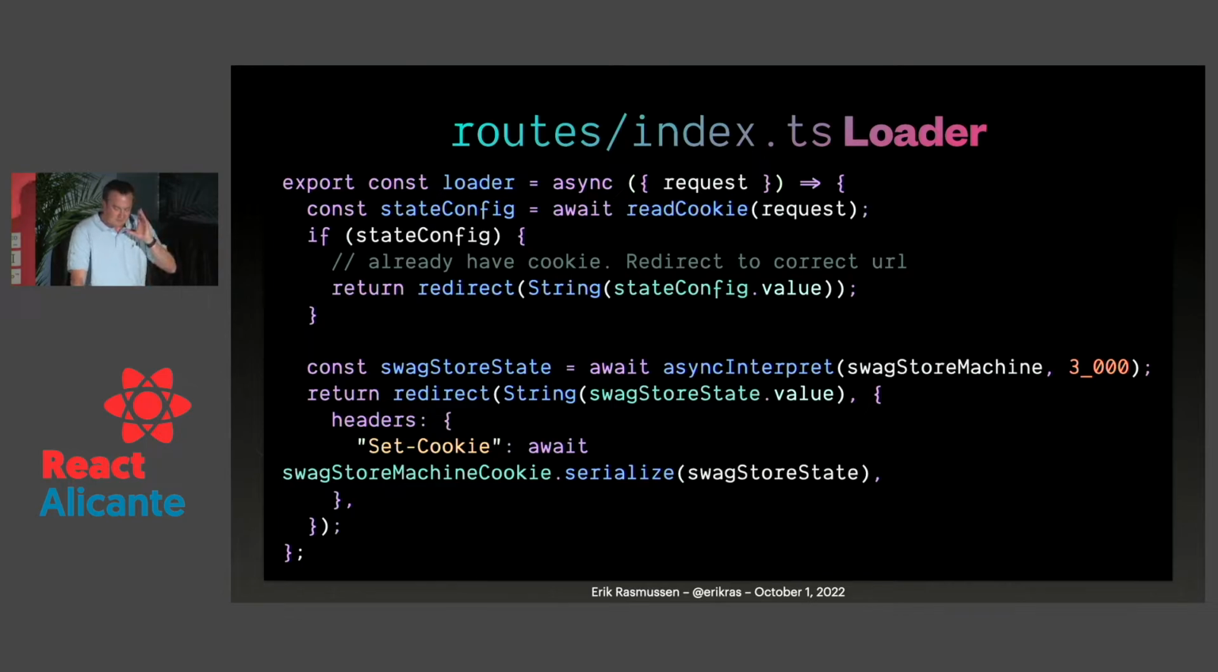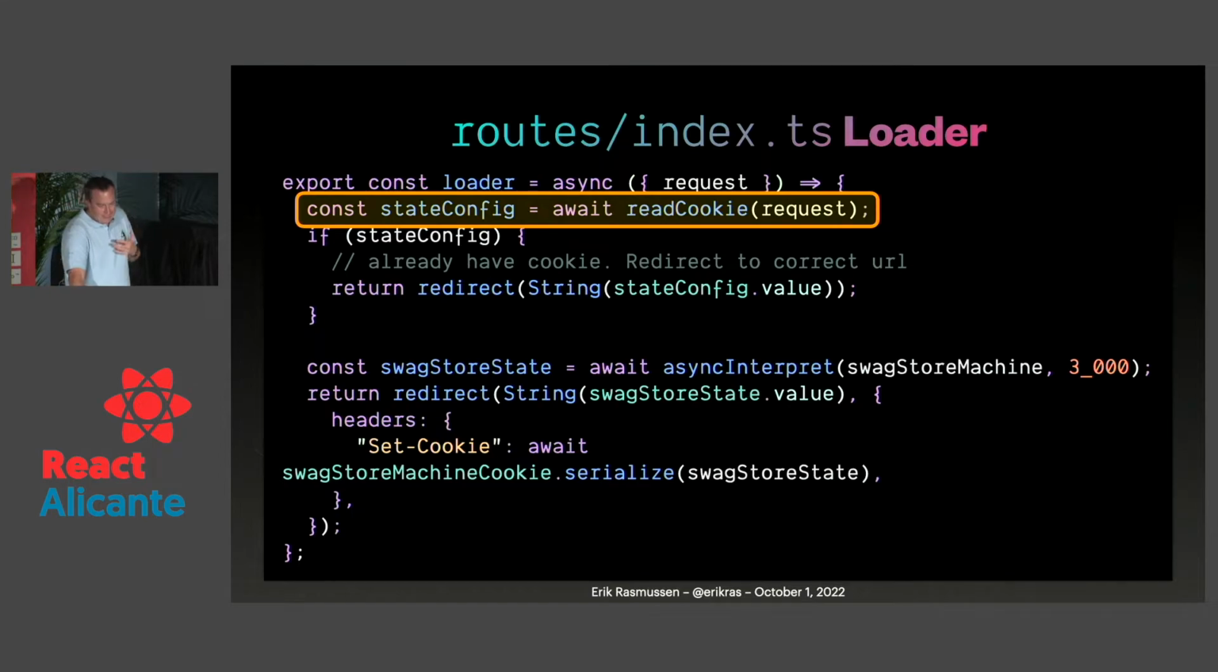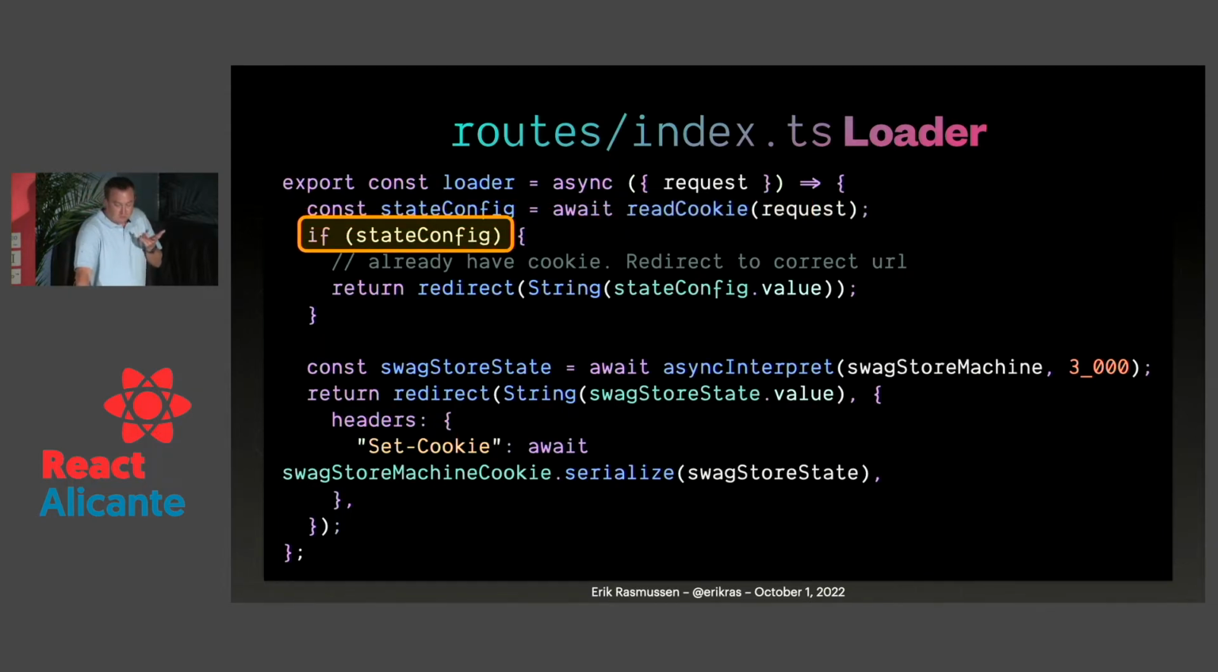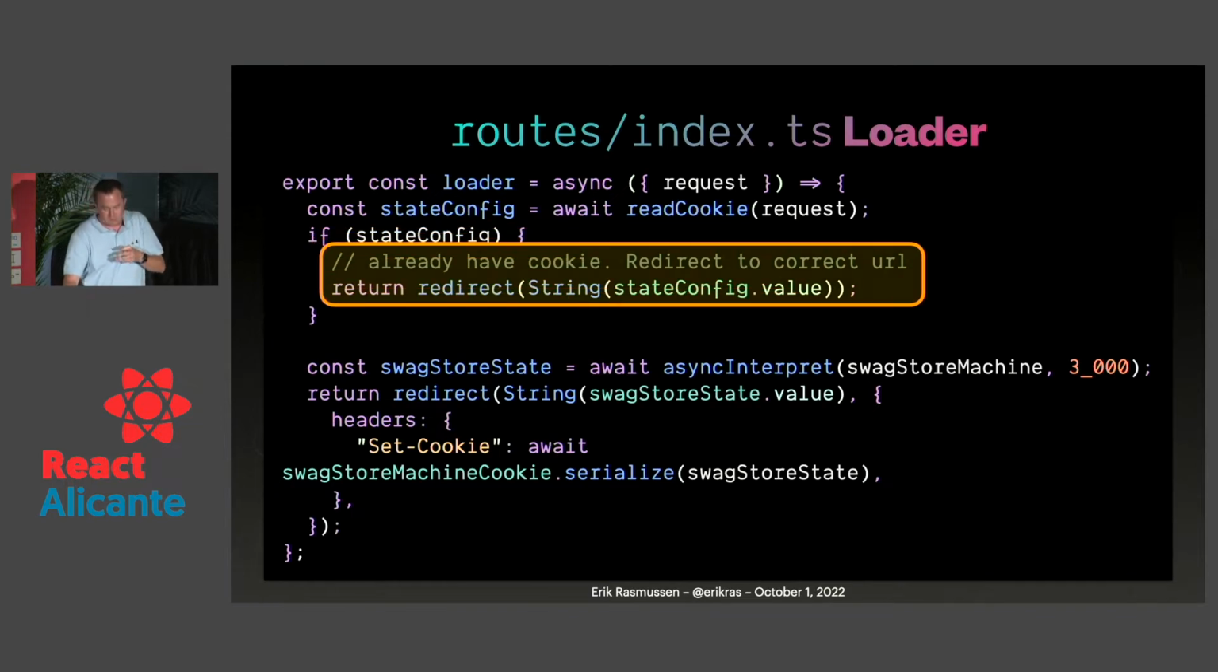But the root route loader is going to read if you have the cookie for our machine, and if you do, then you're already in some state, and we're going to get that state. That's state config.value is whatever state you're in, and forward you there. So if you made it halfway through the checkout process and then somehow go back to the root, it's going to take you to where you were in the checkout process.